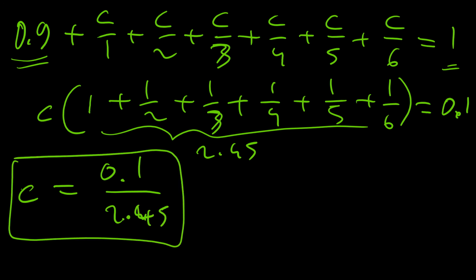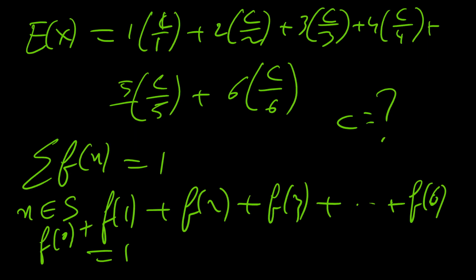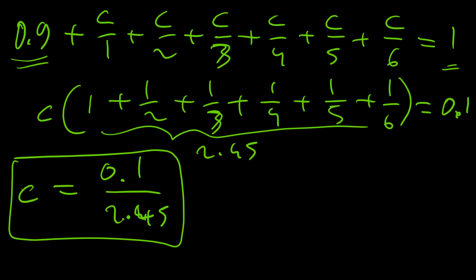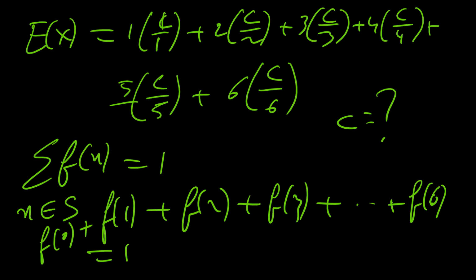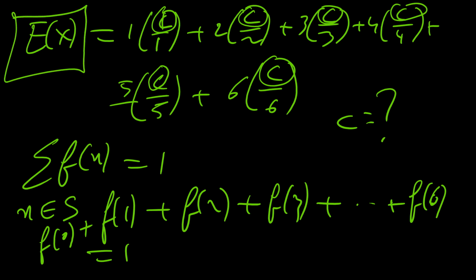Now you have c. Since you have c, you can go back and replace c by the value we got, then get the expected value. I'm not going to do that, but if you replace c by this value, you will get the expected value of x, which is the expected loss that the insurance company has to pay.